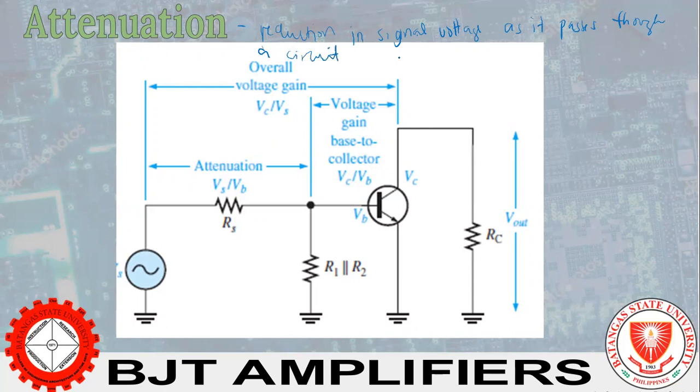Guys, if we are talking about voltage gain, what is the opposite of voltage gain? The opposite of voltage gain is the attenuation. Attenuation is the opposite of gain. If gain is an increase, attenuation is the reduction in signal voltage as it passes through a circuit, and corresponds to a gain of less than 1. For example, if the signal amplitude is reduced by half, the attenuation increases by 2.